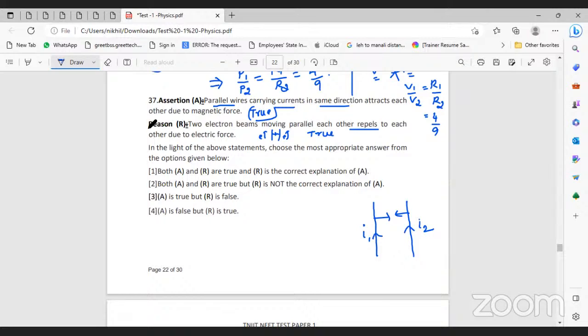But remember, reason is talking about electric force. The assertion is talking about magnetic force. Electric force cannot be the reason for the assertion. So reason is not the explanation for the assertion. Both assertion and reason are true, but reason is not the correct explanation for A. So option 2 is the right answer. Second option is the correct one.